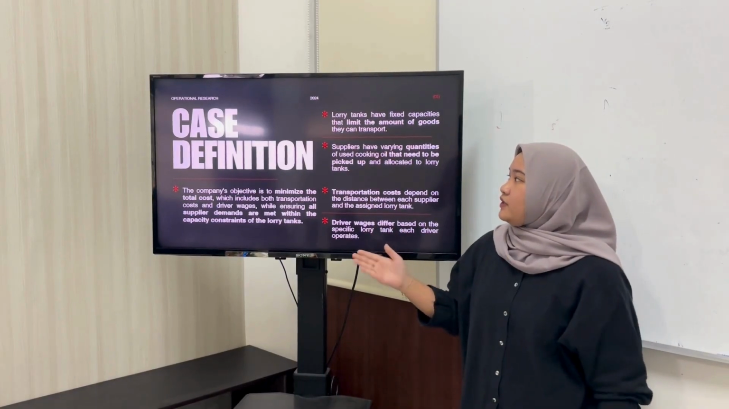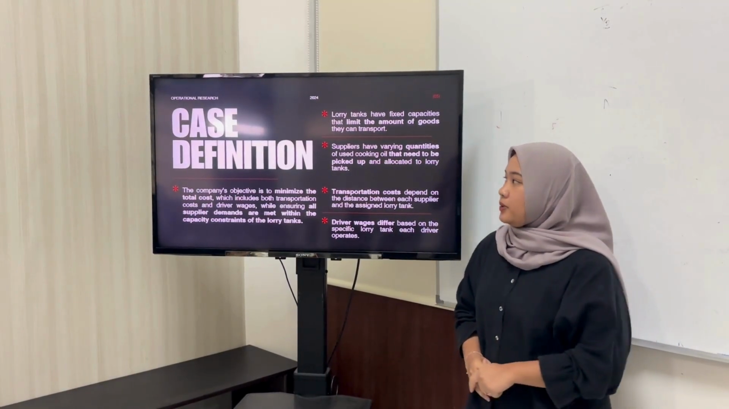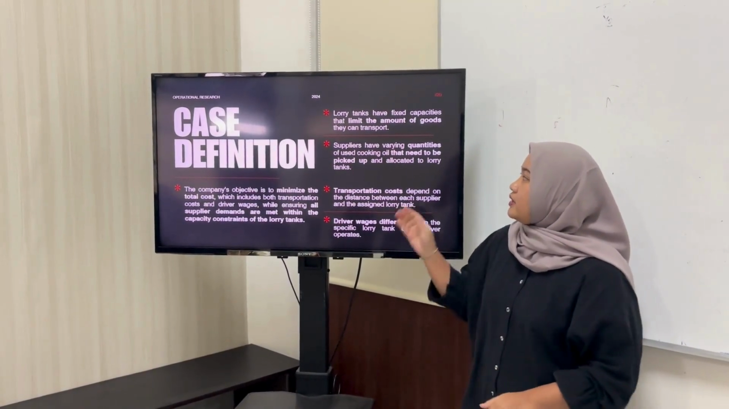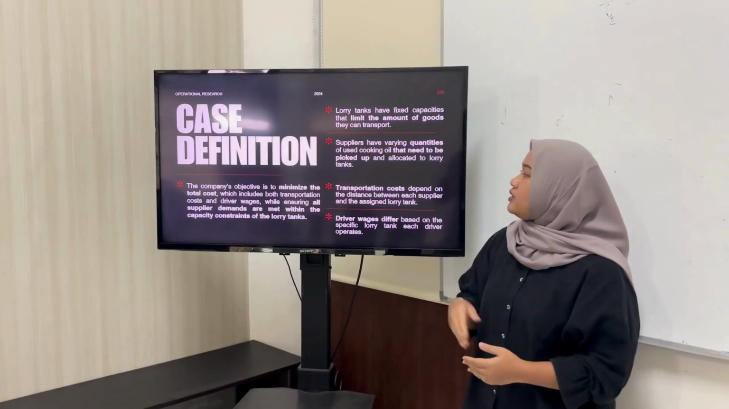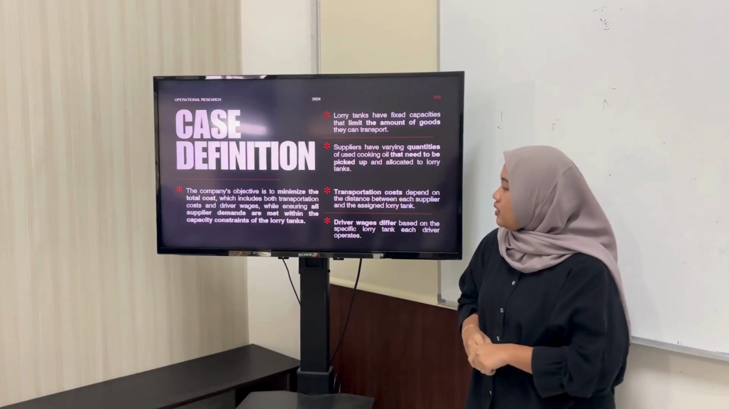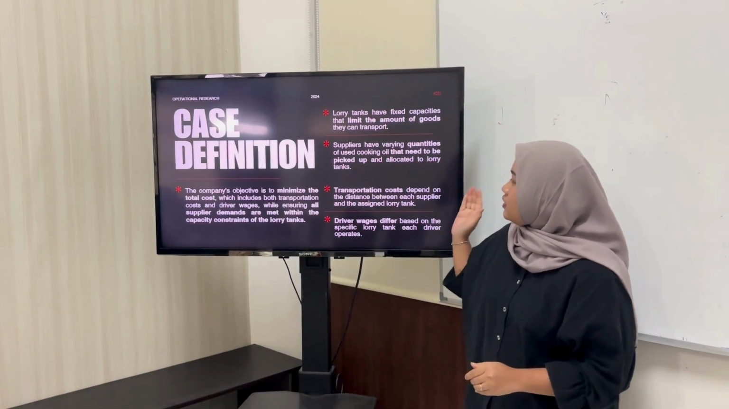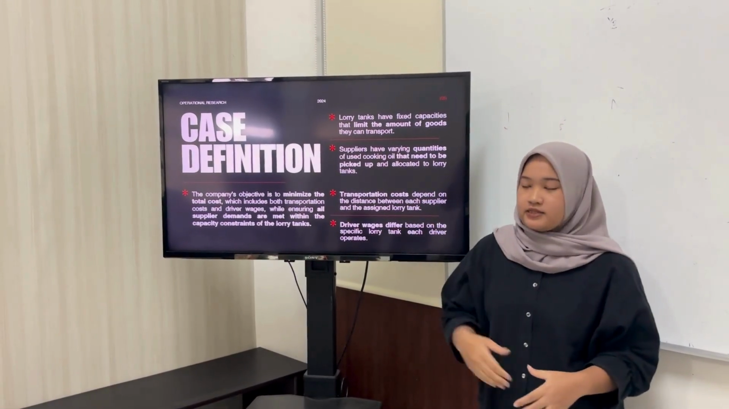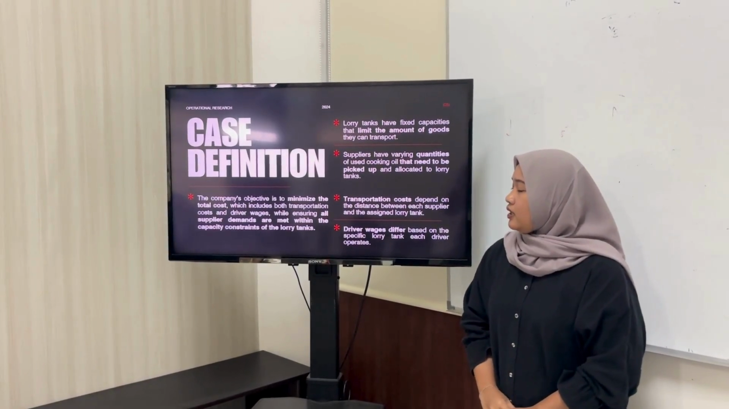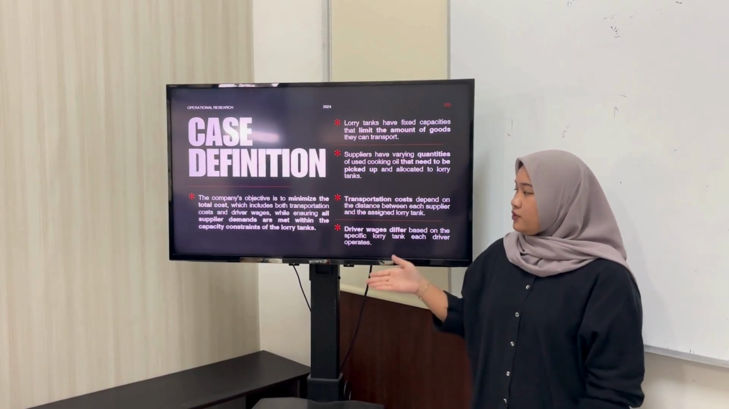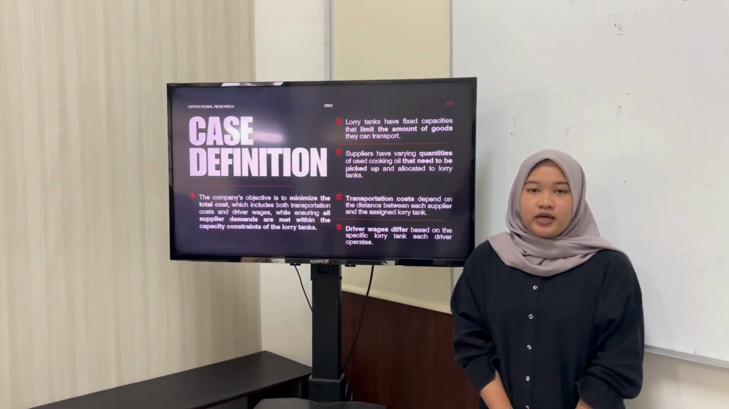Okay, moving on to the solution, there are three components of the problem. There's the transportation cost, the suppliers, and the minimization of the driver cost. And then again, we aim to minimize the total cost for the transportation and the driver cost.